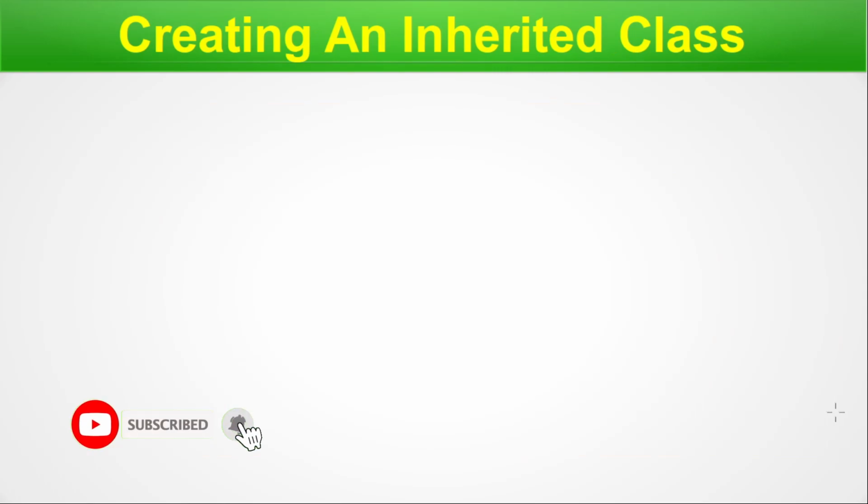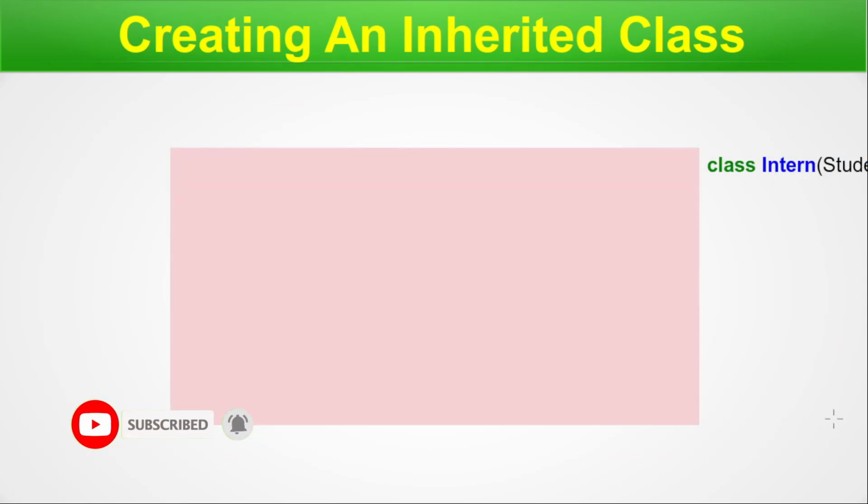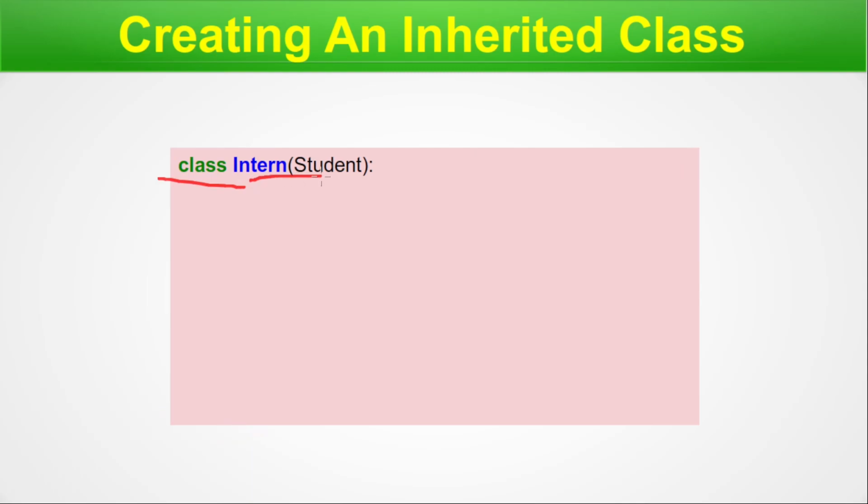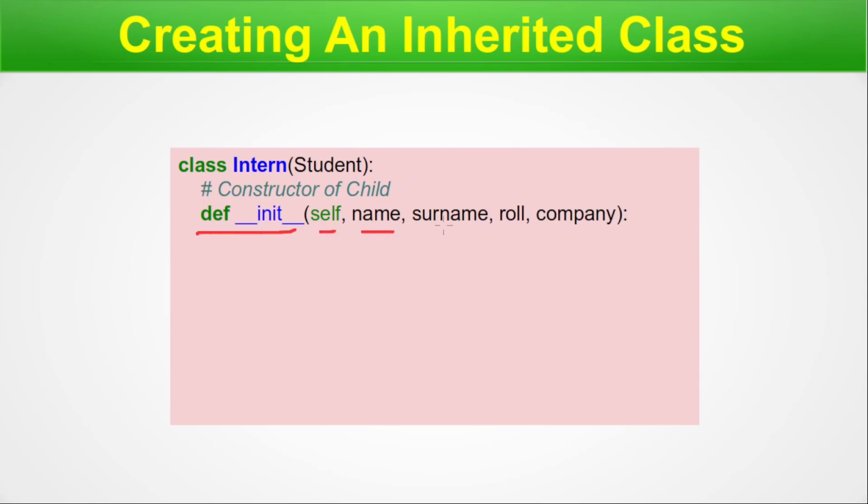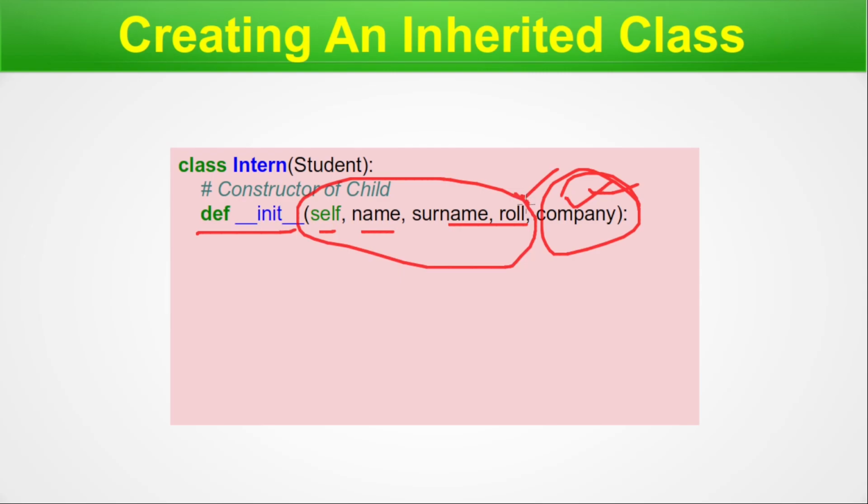Creating an inherited class. Now let us see the code here. First line, class, then Intern, then Student. Earlier we defined a class Student, and here we are defining a subclass or child class which is called Intern. The parent class or the superclass is Student. Earlier we have defined Student. Now Intern. Let us see what the changes are here. Constructor of the child, def __init__, self, then name, surname, role, company. Any student who may be doing some internship will be related to a company. So this is some additional info. The rest of the things will be inherited from the previous one.